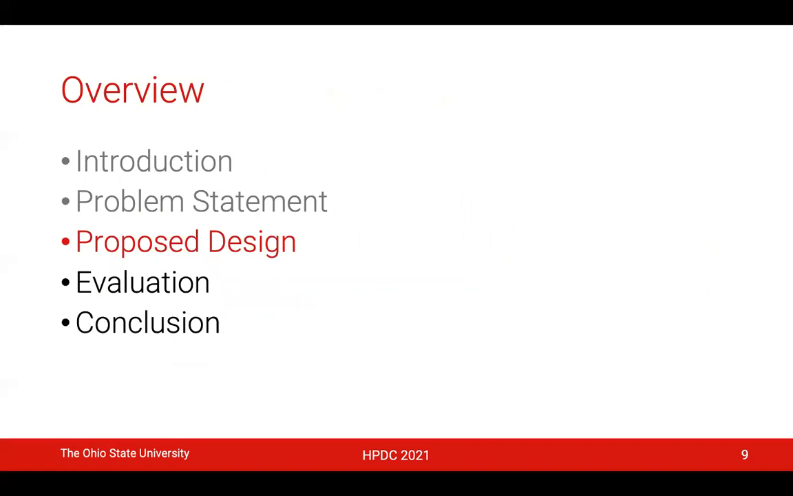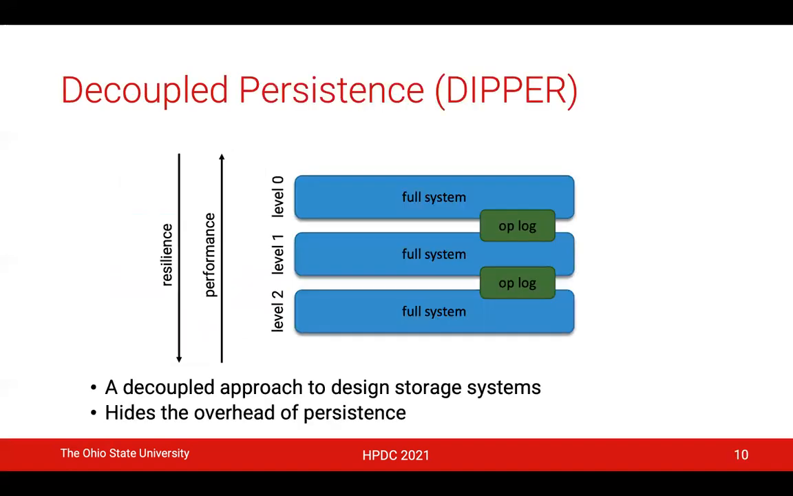So moving on to the proposed design. In this work, we proposed Dipper, a new decoupled multi-level approach to implement fast crash-consistent storage systems. Here we can see an overview of the approach with 3 levels. As we go down the levels, the performance decreases, but resilience increases.